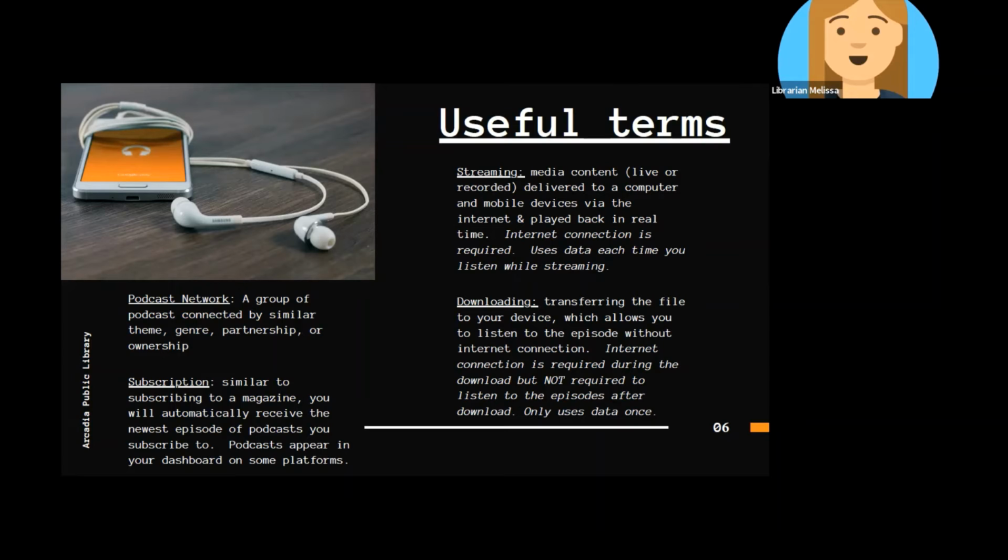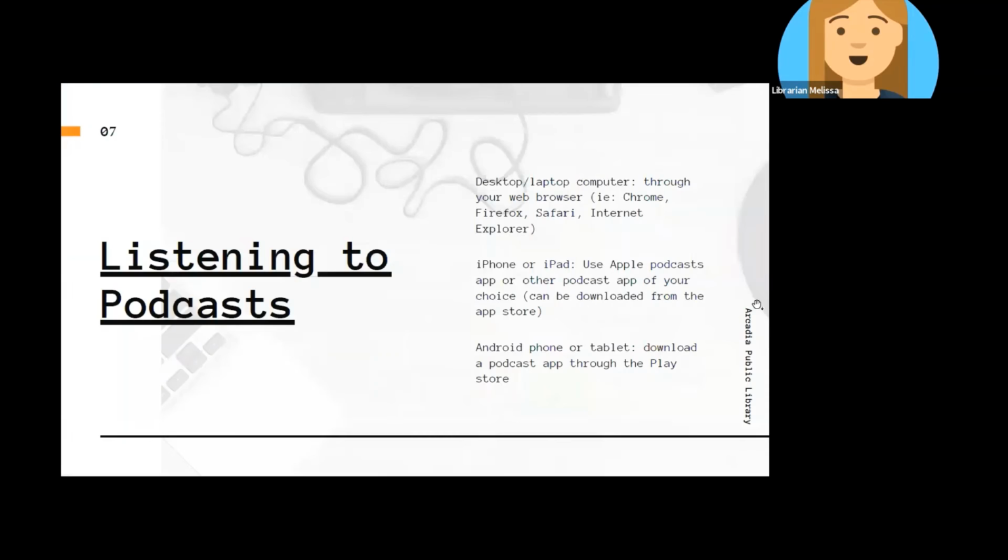So now that we know the difference between streaming and downloading, let's take a look at the different types of devices you can listen to a podcast on. First of all, any device you want to listen to a podcast on needs to have the ability to play sound with either speakers or by you plugging in headphones. So first, you can listen to a podcast on your desktop or laptop computer through the web browser. There are several different ways to do that.